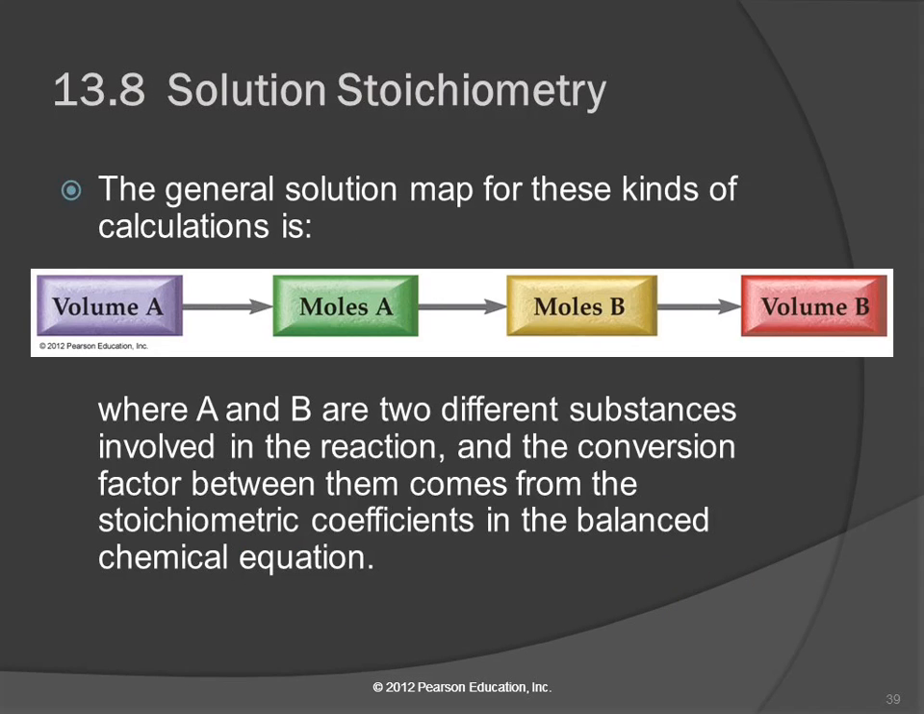So the general path then is volume to moles to volume, where A and B are different substances. They could both be reactants, they could both be products. One could be a reactant, one could be a product. And this part in the middle, this is the part that's common to all stoichiometry problems. It's the moles to moles in the middle. That comes from the balanced chemical equation and the coefficients in front of those substances. So we can do problems like this.